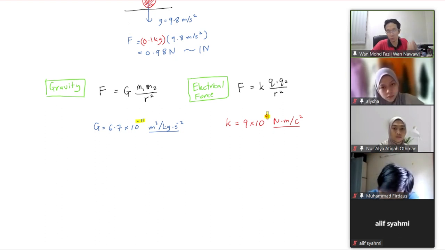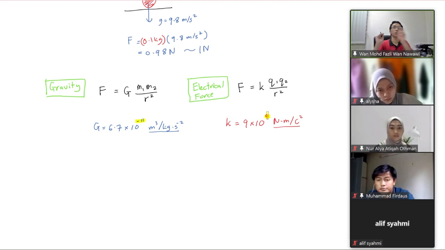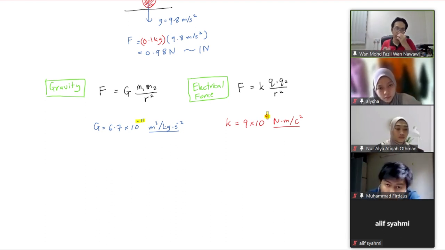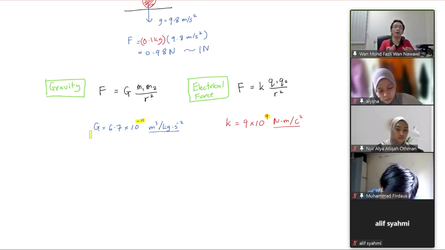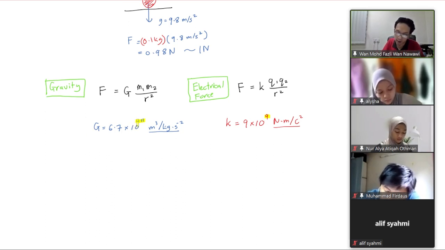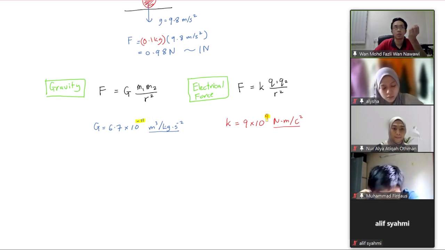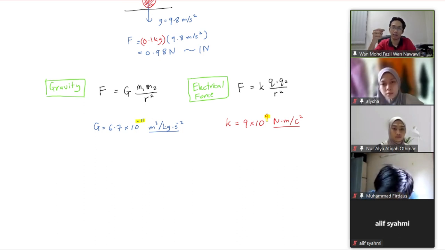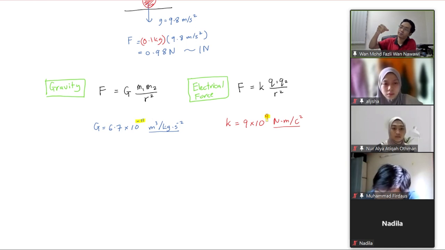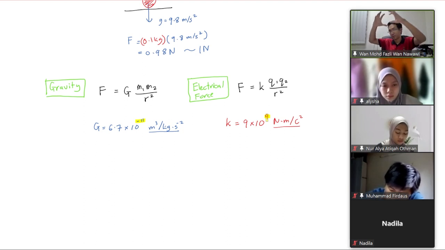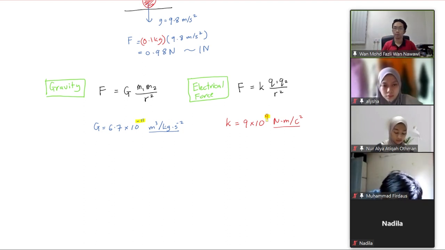The magnitude between the gravity and the electrical, because these are two fundamental forces you are familiar with. You can see the gravitational constant G is far weaker than the electrical constant, which is to the power of negative 11 versus to the power of 9. So it's far stronger. That's why, with electrostatics, and even the magnet, which is also under the electromagnetism force, you can pull something off the floor using a magnet, because the force of that magnet is stronger than the gravitational force that brings everything down to the earth. So that's what it means.